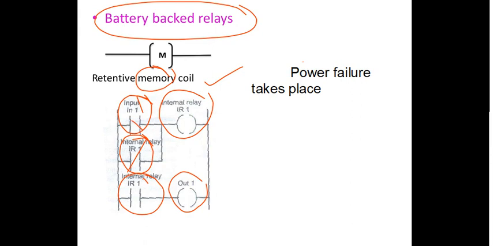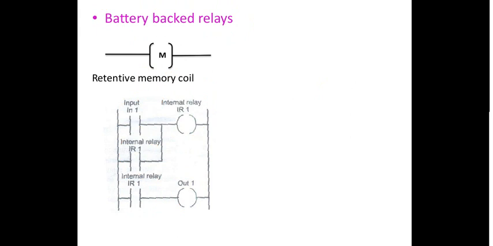A 0 would remain 0 or a 1 would remain 1. So a 0 will never become 1 or 1 will never become 0, which otherwise would have been the case without the battery backed relays, right? So this is what we call the retentive memory coil or the battery backed relay.